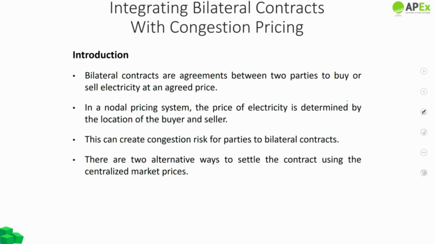As you are well versed with the understanding of bilateral contracts, these are private agreements between two parties at their agreed prices. However, in the nodal market structure, the price of electricity is determined by the location of the buyer and the seller. And if they are located in different places having congestion in between, they will be seeing different prices, which creates a congestion risk for them.